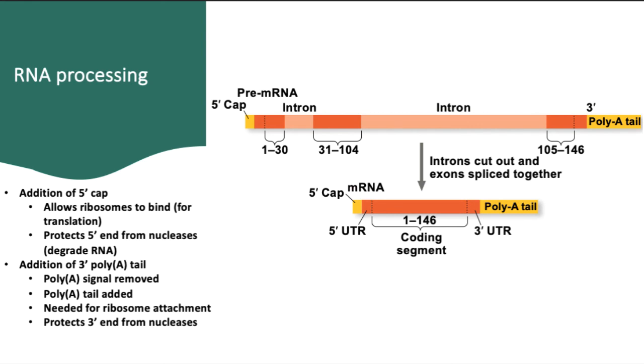The last two things that need to be done are the addition of a poly A tail and a 5' cap. Both of these modifications are necessary in order for the ribosome to bind to the mRNA to initiate translation. And they're also needed to protect the mRNA from nucleases, enzymes that can break down nucleic acids that are present in the cytoplasm of the cell. Once the introns have been removed, the poly A tail and the 5' cap have been added, the mRNA is then ready for export into the cytoplasm and to be used as a code to create polypeptides.